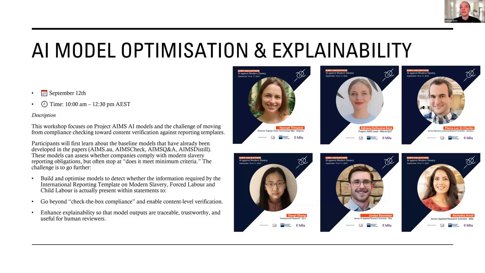And again, here we mainly have the authors of the papers of Project AIMS. So we are going to tell you about all the different models that we have in the different papers that we wrote. You will have access to those models and the papers, so you can read them and understand. But here we're going to try to present them to you, and also tell you what we would like to see happening next.